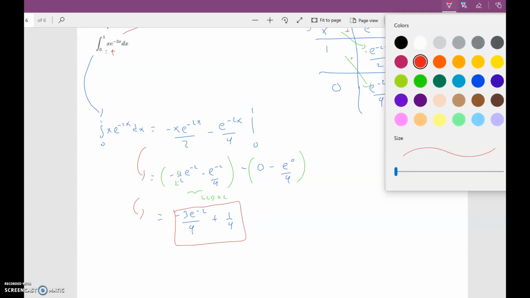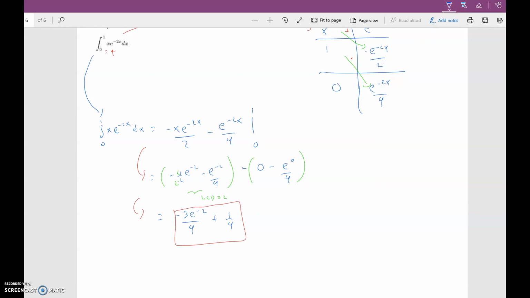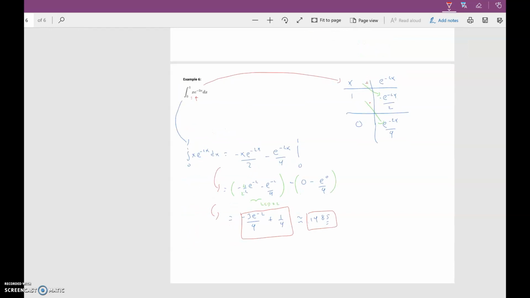Let me plug it into the calculator so we can compare answers. I'm getting approximately 0.1485 if you're rounding to 4 decimal places. And let me double check. Negative 3/4 e to the negative 2 plus 1/4. That would be our final answer for this one.